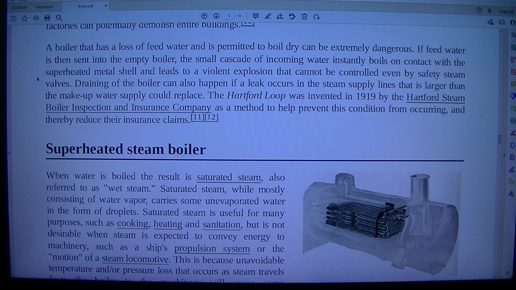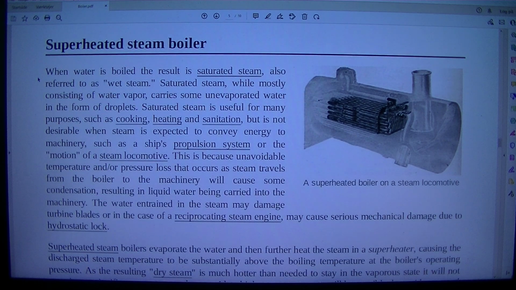Superheated steam boiler. A superheated boiler on a steam locomotive. When water is boiled, the result is saturated steam, also referred to as wet steam. Saturated steam, while mostly consisting of water vapor, carries some unevaporated water in the form of droplets. Saturated steam is useful for many purposes, such as cooking, heating and sanitation, but is not desirable when steam is expected to convey energy to machinery, such as a ship's propulsion system or the motion of a steam locomotive.